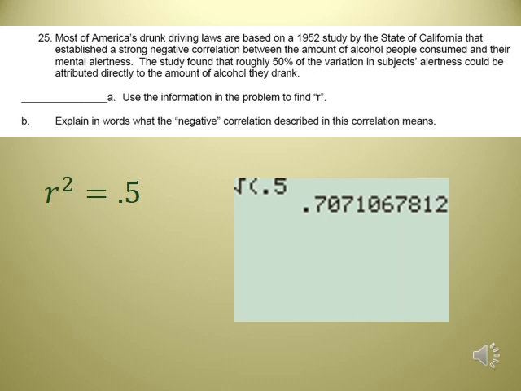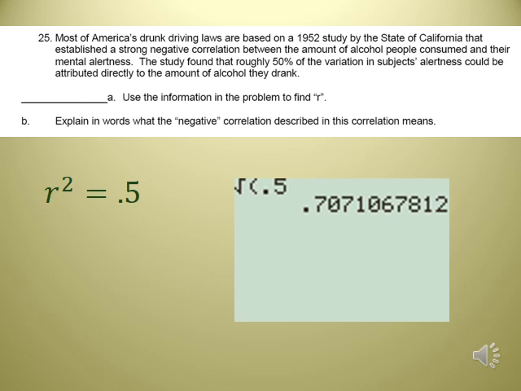Well, they're giving us R squared. They're telling us the amount of change in alertness that's due to how much you drank. So I know R squared is 50% or 0.5. The way you find R then is you do the square root of that. And it turns out you get about 0.707 for what R would end up being.